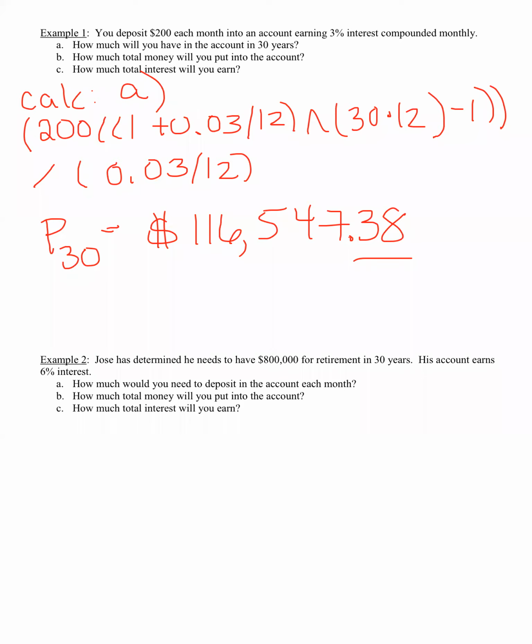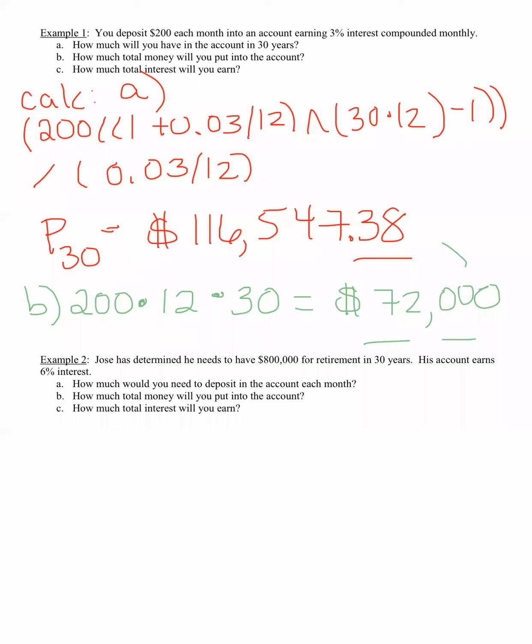For part B, it says, how much total money will you put into the account? So think about this. You're going to be putting in $200 every month, and there's 12 months in a year, for 30 years total. So I'm going to be putting in 200 times my number of months times the number of years. And if I multiply those together, I've put in $72,000 over 30 years, and I'm getting out $116,547.38. That's not bad.